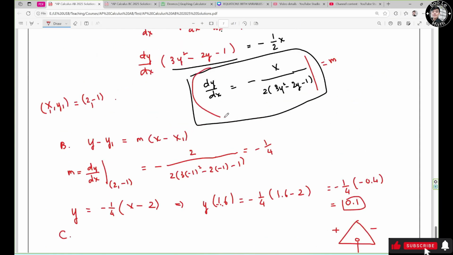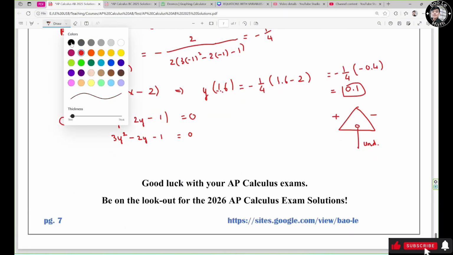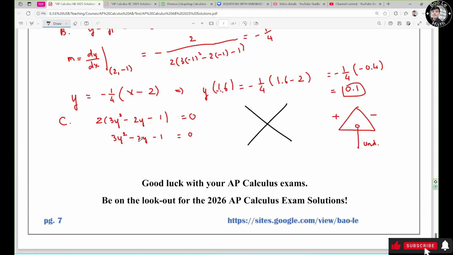Now, you see that the slope is going to be right here, right? In order for this one to be undefined, the bottom right here must equal 0, right? 2 times 3y squared minus 2y minus 1 equals 0. Divide both sides by 2, so you have 3y squared minus 2y minus 1 equals 0. Now we need to factor this one. So you need to find two integers that multiply to 3 times negative 1, which means negative 3, and add up to negative 2 right here. So the two integers are negative 3 and 1, right? So you have y minus 3 times y plus 1 equals 0, right?